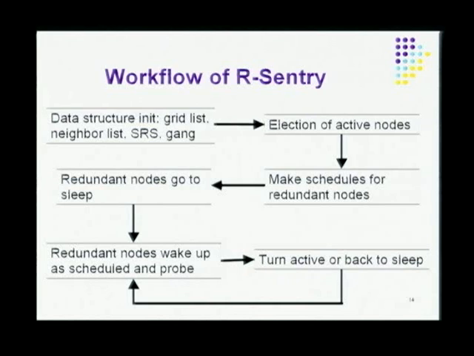So here, the data structures. Initially, data structure initialization: graded list, neighbor list, SRS (sensitive redundant set), and gang. Then we have a distributed algorithm to select a minimal set of active nodes. Then the active node makes a schedule for the redundant nodes, and the redundant nodes go to sleep. After that, redundant nodes wake up as scheduled and probe. This process will go on until we run out of nodes.